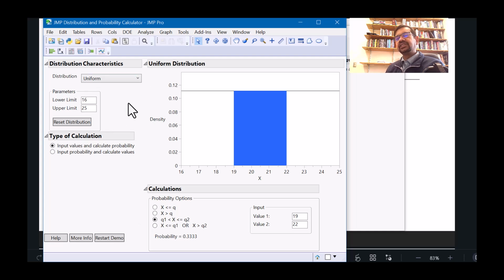So again, this is a very useful utility in JMP. It will help us calculate either, given the values, the probability, or given the probability, the values corresponding to that probability area.